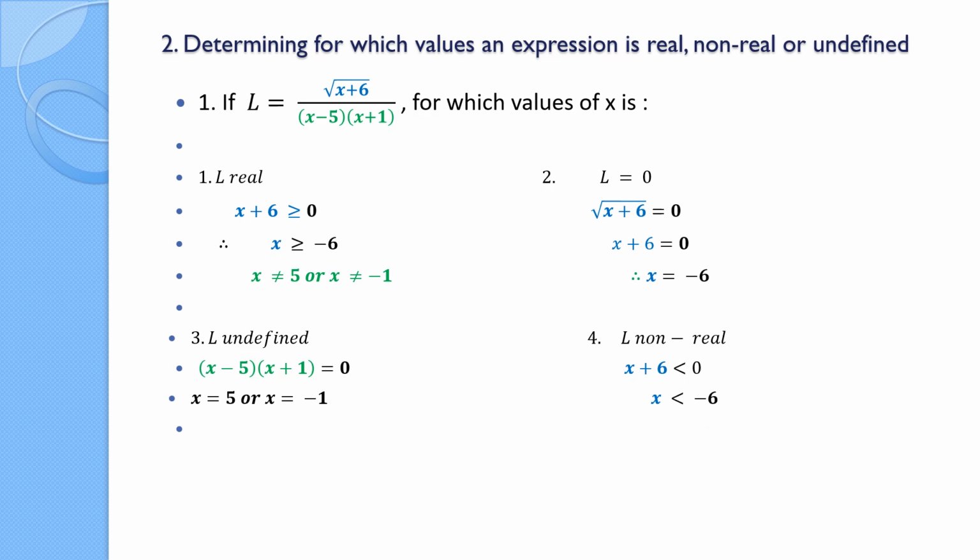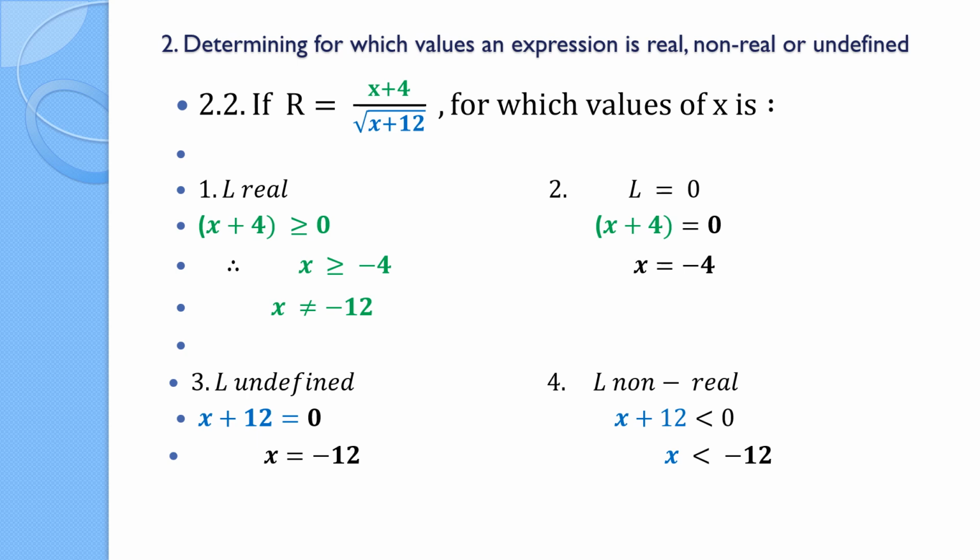Let's look at another problem like this. Determine for which values an expression is real, non-real or undefined if r equal x plus 4 over the square root of x plus 12. So from the previous one and this one, you can see I've moved the square root to the bottom. For which values of x is L real, L equal to 0, L undefined, L non-real. So you can pause, look at what I've done, find a similar problem in your exam book or past exam paper, and answer.